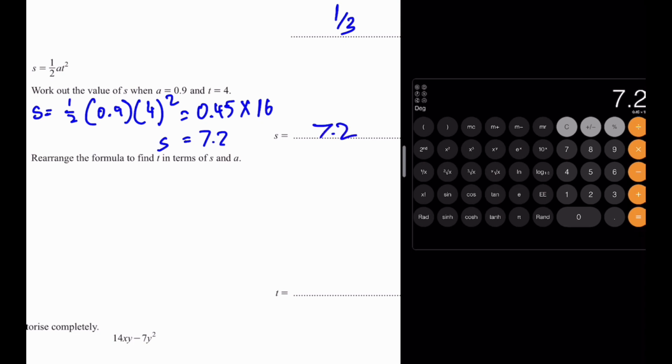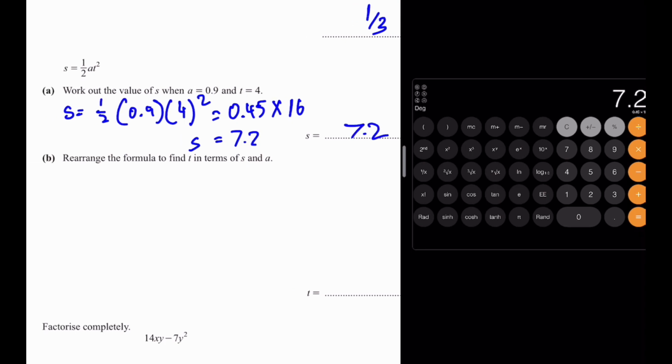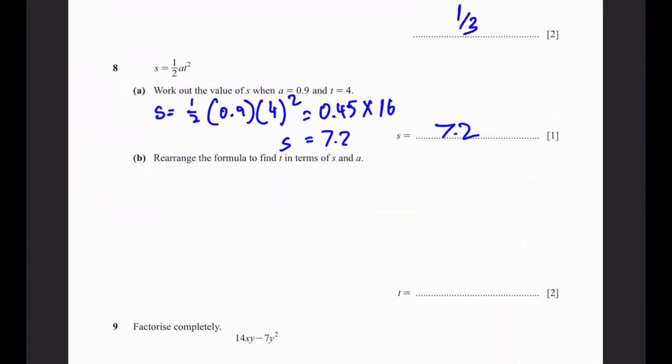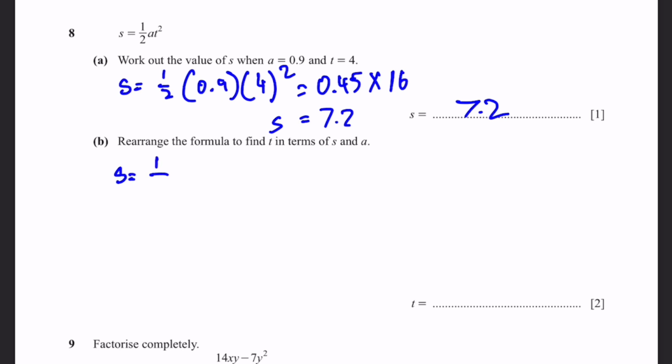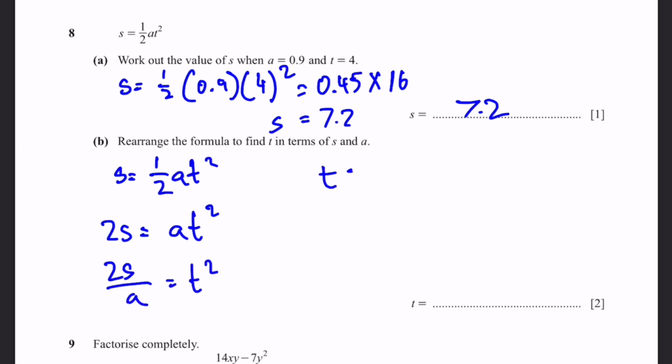That's the answer. B. Rearrange the formula to find T in terms of S and A. Or we can just write the formula first. S equals half of AT squared. Now let's bring the half to the other side. That means we need to divide S by half, which means 2S. Now 2S is equal to AT squared. That means 2S divided by A is equal to T squared. T is equal to the square root of 2S over A. That's the answer.